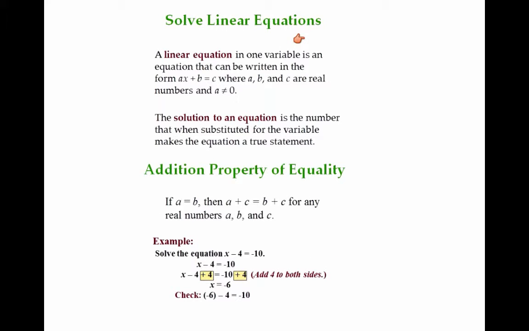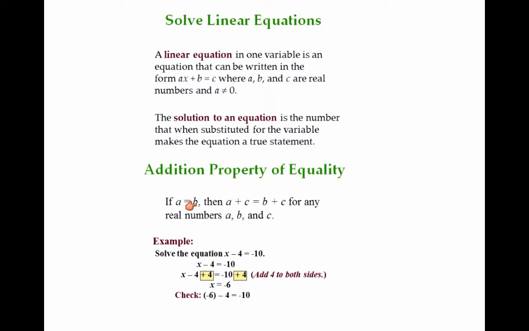Solve linear equations. A linear equation in one variable is an equation that can be written in the form ax plus b is equal to c, where a, b, and c are real numbers, and a cannot be equal to 0. So this would be an example of a linear equation. The solution to an equation is the number that, when substituted for the variable, makes the equation a true statement. So we always have to check and see if what we solve is a true solution.